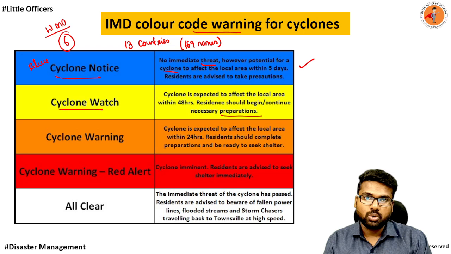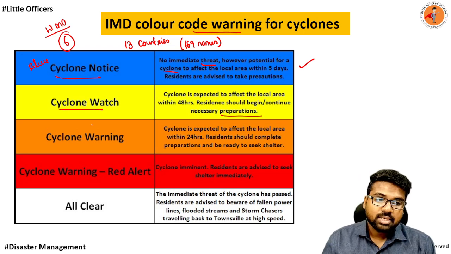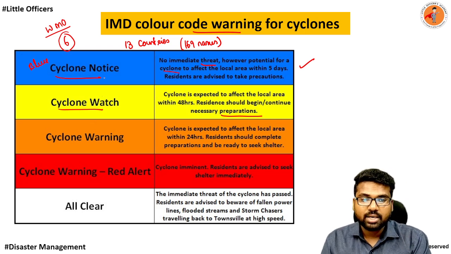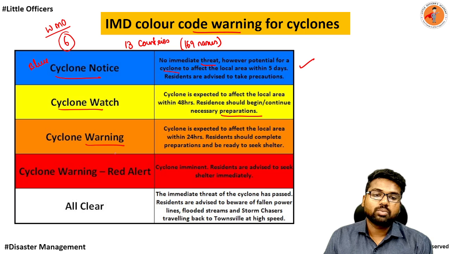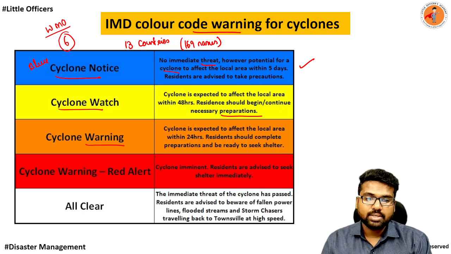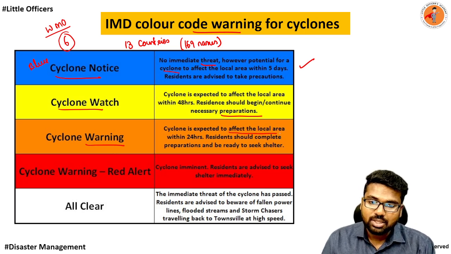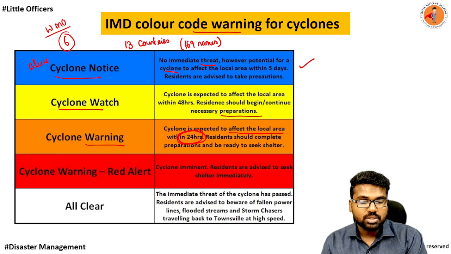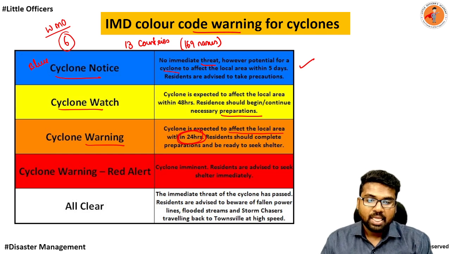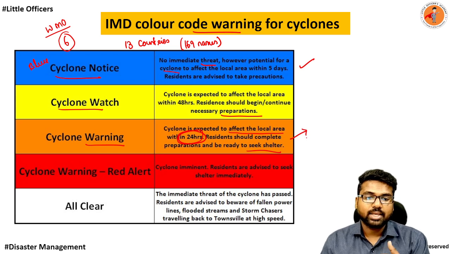Then the orange warning. What does it mean? It means there is a cyclone warning. Earlier it was a cyclone notice or watch. Now there is actually a cyclone warning. So what does it indicate? The cyclone is expected to affect the local area within the next 24 hours. And residents should prepare, and if possible they should seek shelter or evacuate themselves.